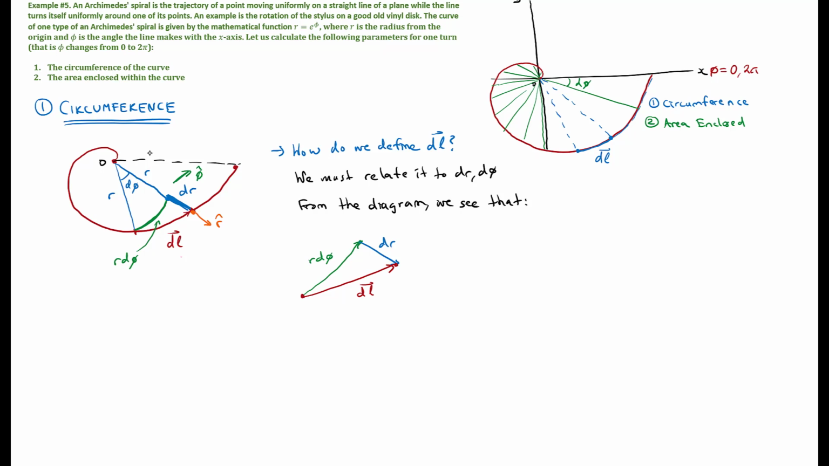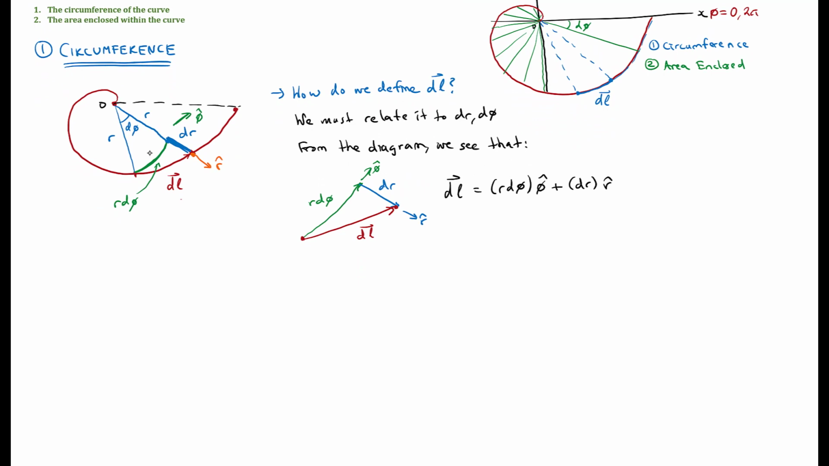So that means dl is simply going to be r d phi in the phi hat direction plus dr, and dr is going to be in the r hat direction. And that's pretty much it.